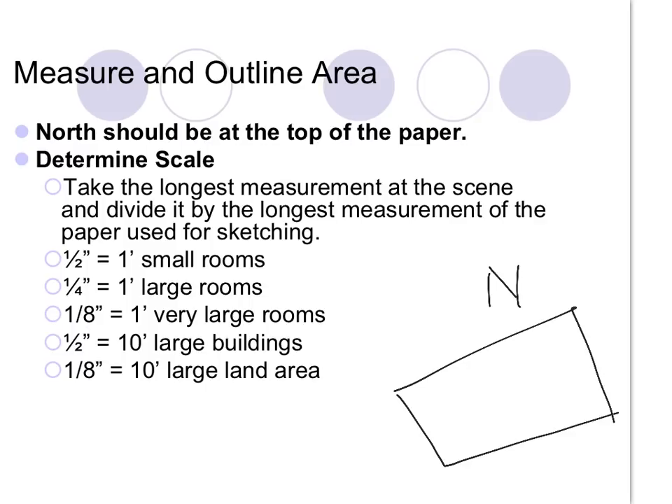As far as your scaling goes, one of the things that you want to do is make sure you're using the proper type of scaling. If you have a small room, you use 1/2 inch for every foot. If you have a large room, you use 1/4 inch for every foot. If you have a very large room, that would be 1/8 of an inch. So notice as we go, these scalings get smaller as the buildings get larger. The larger your space, the smaller you want your scale, so you can make sure you can fit it all on one piece of paper.